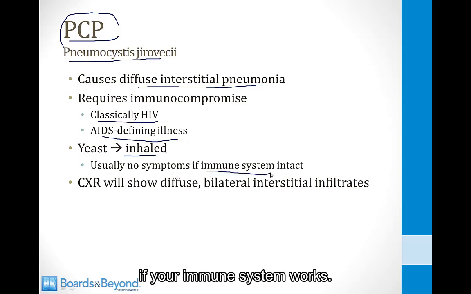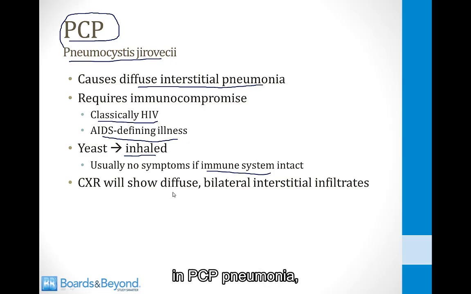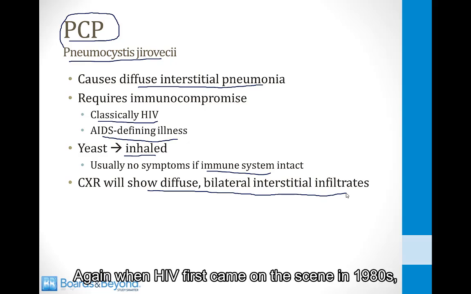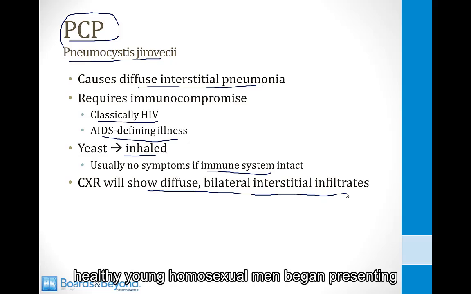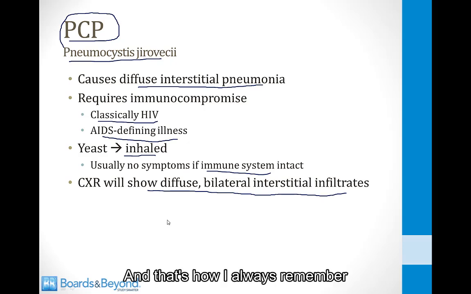It exists only as a yeast which gets inhaled, and there's usually no symptoms if your immune system works. And the chest X-ray classically is markedly abnormal in PCP pneumonia. It shows diffuse bilateral interstitial infiltrates. Again, when HIV first came on the scene in the 1980s, healthy young homosexual men began presenting with severe pneumonias that showed a whiteout on their X-ray, and that's how I always remember what PCP pneumonia looks like.